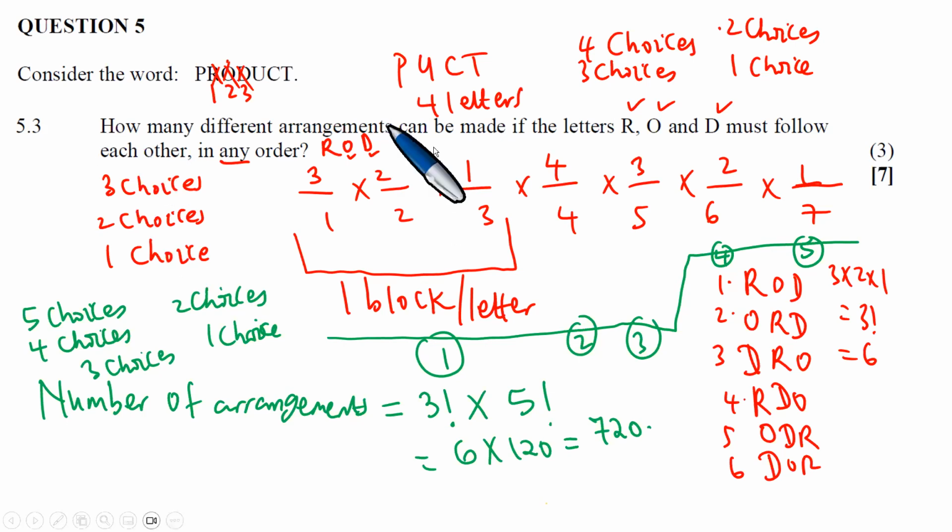So, how many different arrangements can be made if the letters must follow each other in any order? It's a little bit tricky, but please just learn it. It's 720. Next question.